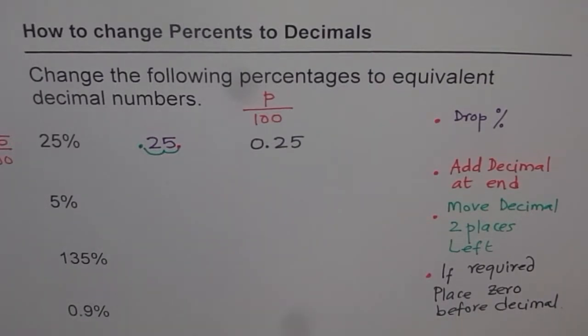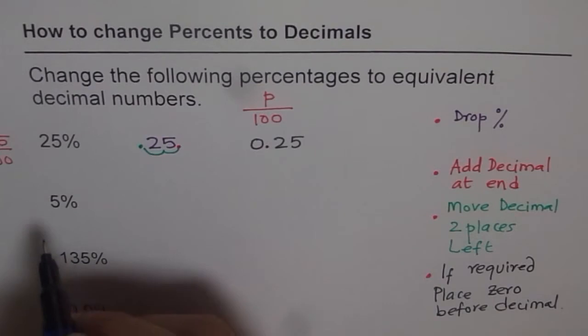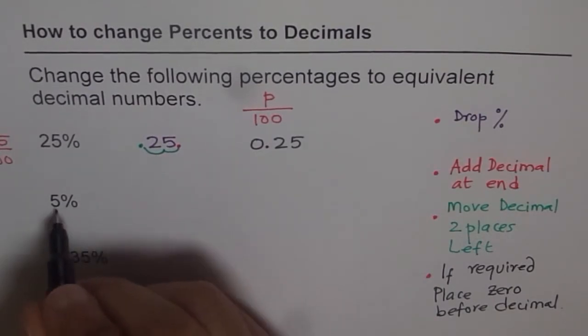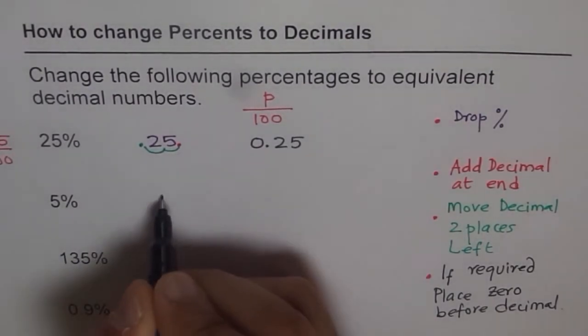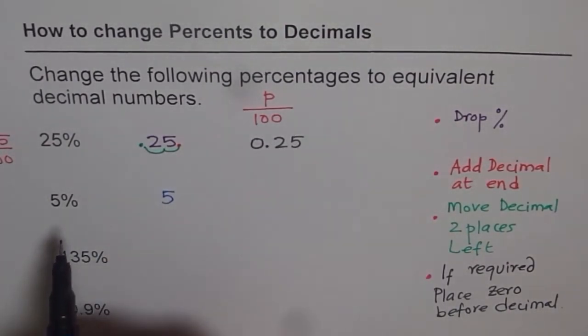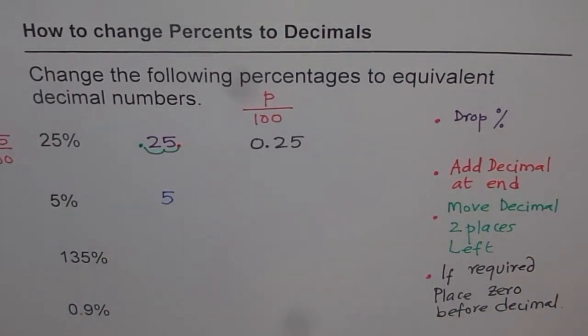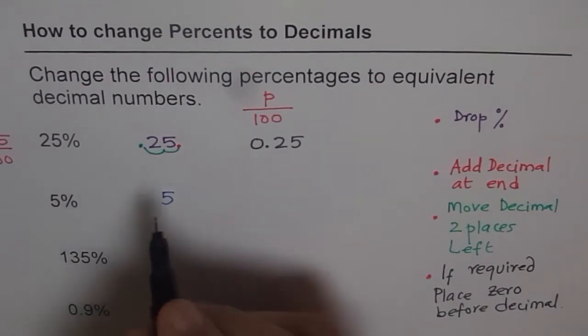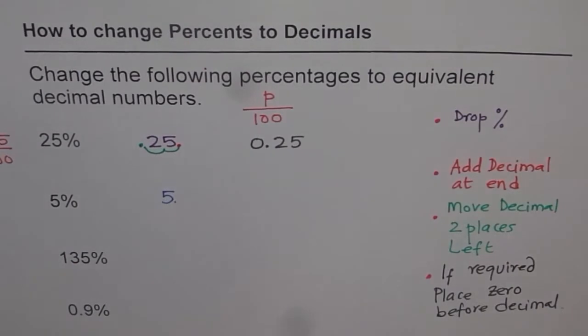That is it. So let's do the same process for all the numbers here and see how interesting it is. So let me just go straight and write down the number first without the percent. So that means 5 here. And number 5 is there. Now here, second part is we need to place a decimal. So let us place the decimal. That is step number 2.